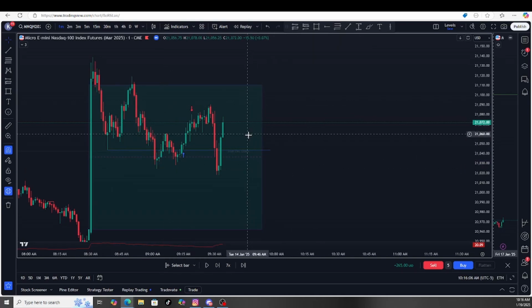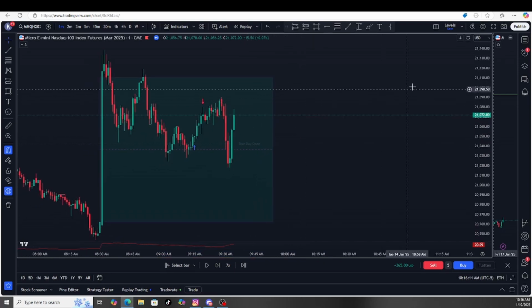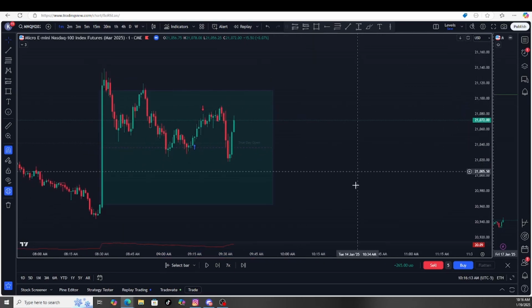So this is called the HST model. It's what I created. It's what I trade every day in my Discord. If you'd like to learn more, feel free to join the Discord.